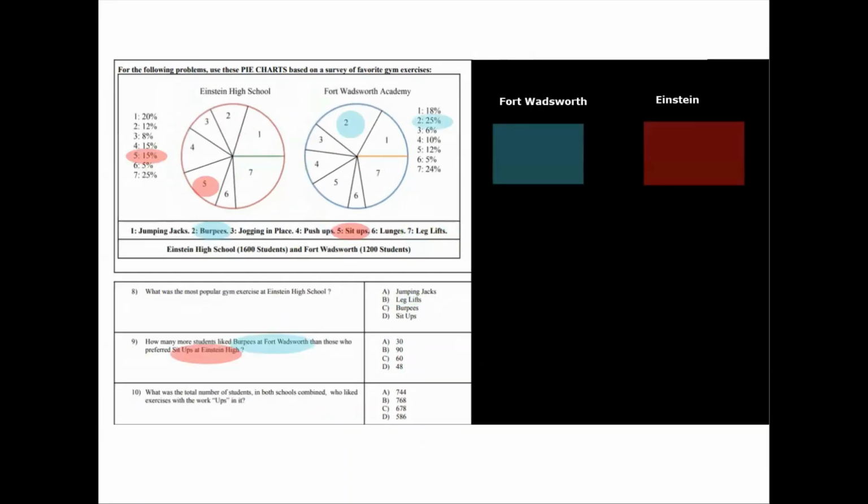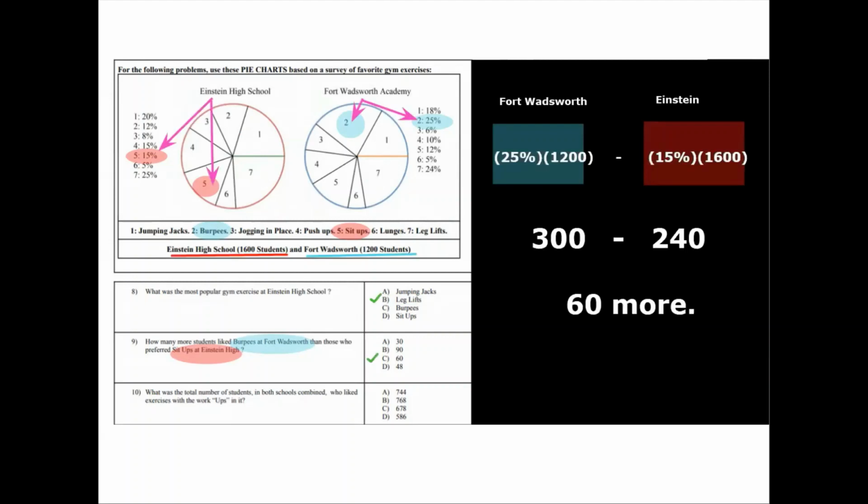Question 9 is a comparison question, comparing how many more students like burpees at Fort Wadsworth than those who like sit-ups at Einstein High School. We can see that that's 25% at Fort Wadsworth, which is 300 students, and at Einstein, 15% of 1,600, which is 240 students, for a difference of 60 more students at Fort Wadsworth.